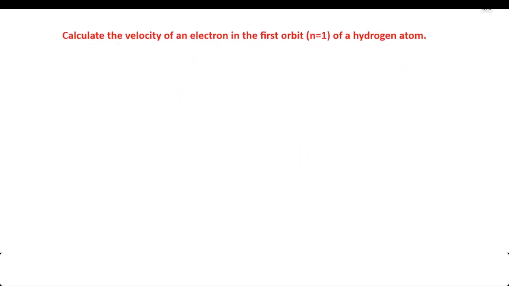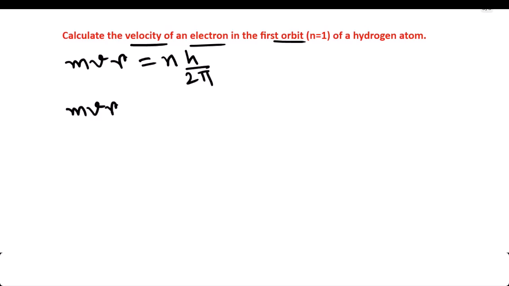And the last question is: calculate the velocity of an electron in the first orbit of a hydrogen atom. Here we have to find the velocity of an electron in the first Bohr orbit. Now from Bohr's theory we know that mvr is equal to nh by 2 pi. Now for n equal to 1, mvr is equal to h by 2 pi. For the first Bohr orbit, n equal to 1.